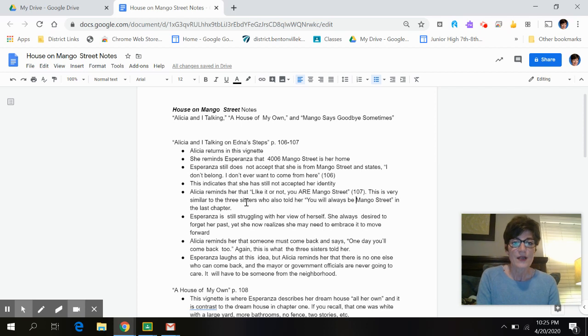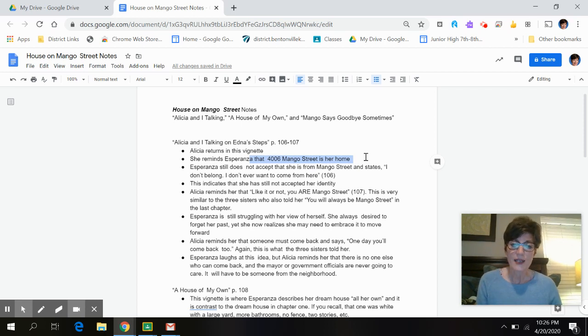Okay, so very short vignette, but it does have several significant things in it. Again, remember that Alicia is reminding Esperanza that Mango Street is her home, and that's sort of been our running motif of what defines a home. And she's been running away from this idea for the whole book, from the very beginning when she said, I have to have a house, one I can point to, and this is not it. And here at the end, she's even saying she can't accept that 4006 is her house, when Alicia points to the house she's ashamed of.